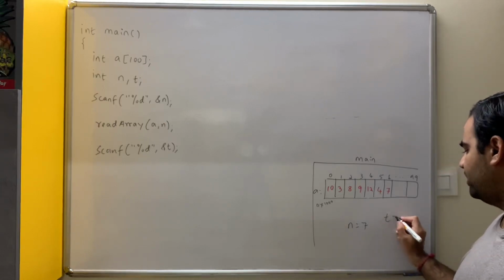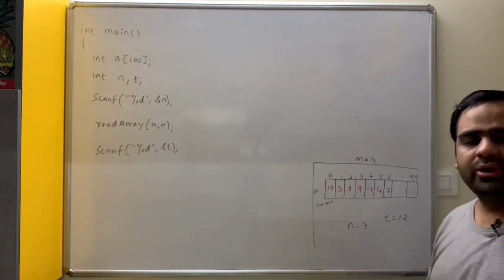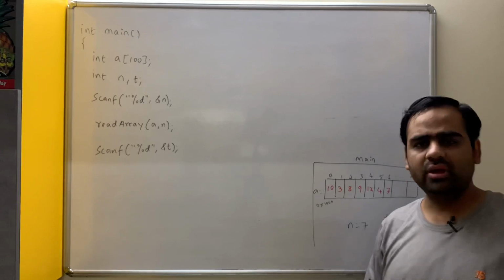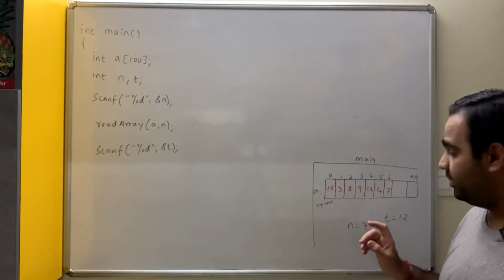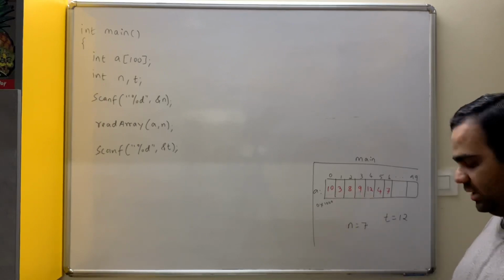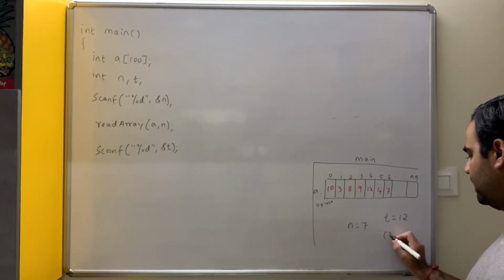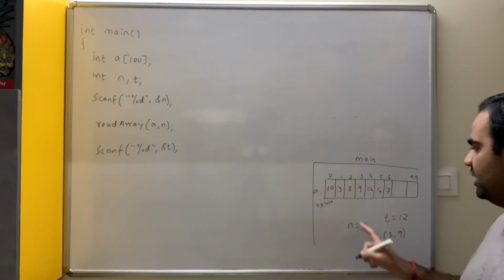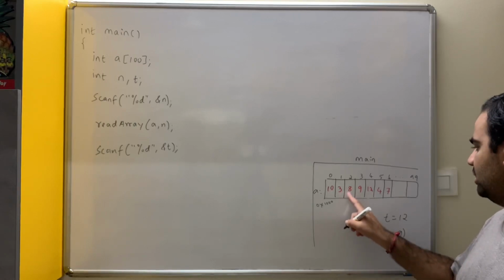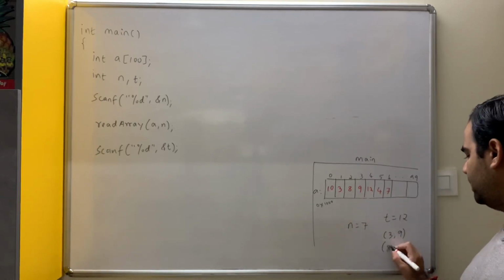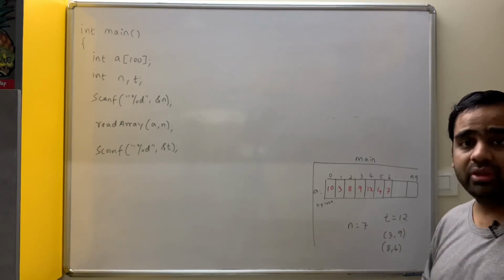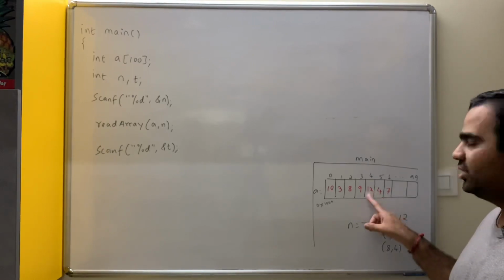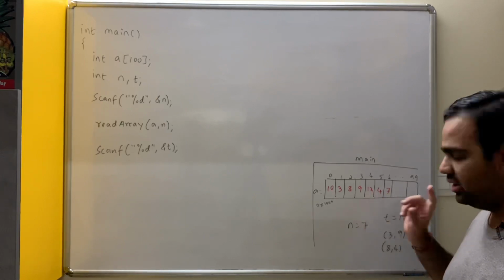Now suppose I say t is equal to 12, you need to find all the pairs whose sum is equal to 12. Now 10, there is no 2, it does not form a pair. 3, there is 9, hence one output would be 3 and 9. Next output would be 8 and 4. That's it. These are the two pairs whose sum is equal to 12. We cannot consider 12 because it's not a pair, it's a single element.